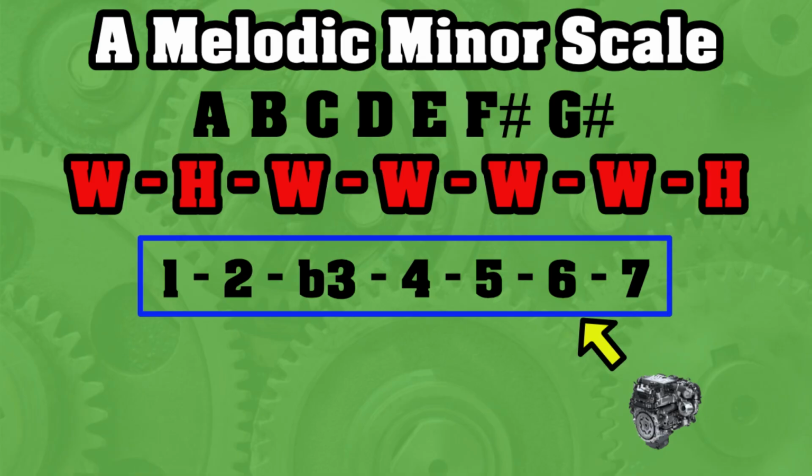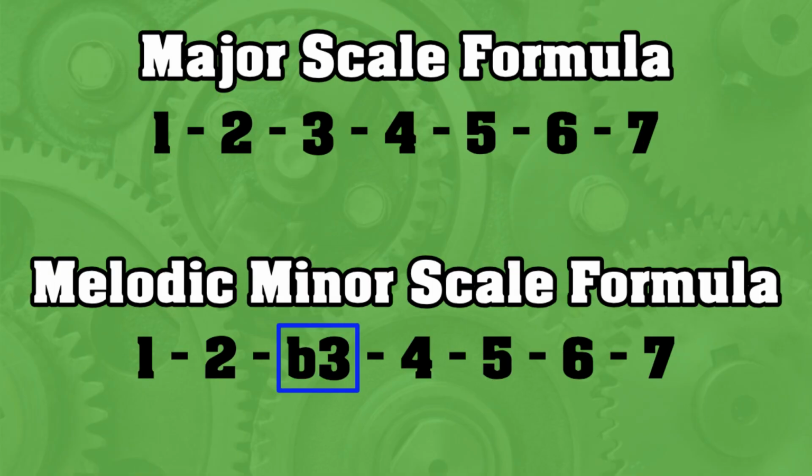So here's your note A. So here's the A melodic minor scale. The melodic minor scale is basically the same thing as the major scale, but it has a minor third, otherwise known as a flattened third. So here's your A major scale. Here's the melodic minor scale. We're just lowering the third note.